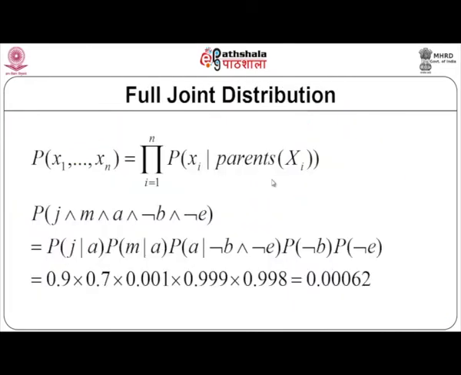So, this is the probability of John calling, Mary calling, alarm ringing, and no burglary and no earthquake. Obviously, from the diagram example by now you will know that it has very low probability. So, you get the value like this. This is directly from the tables given.